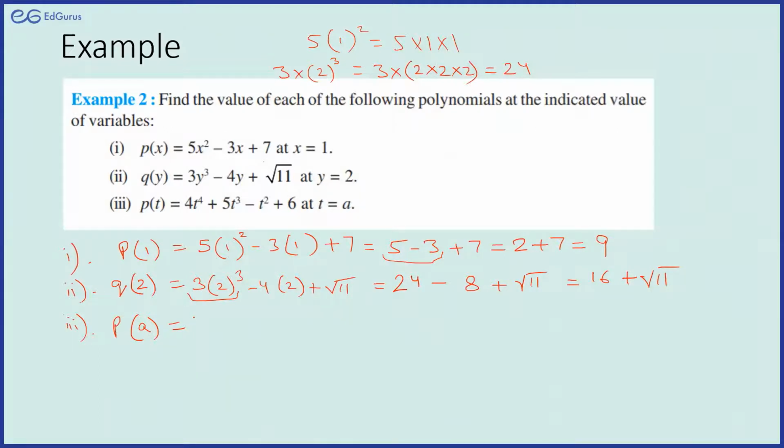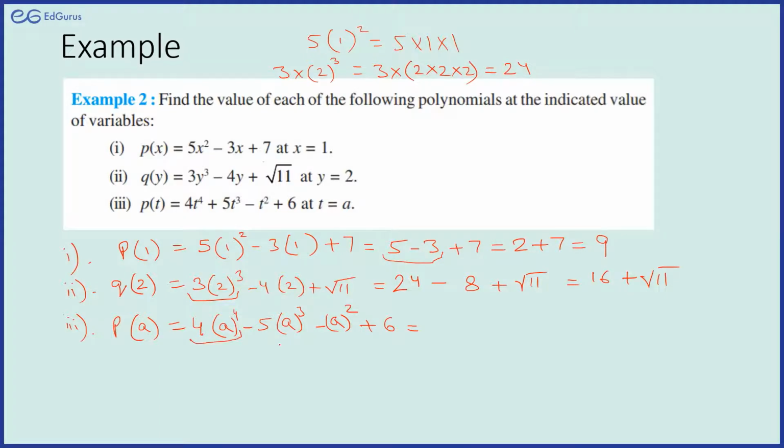तो हमको क्या करना है? जहां जहां t है वहां पर a लिख देना है. 4a to the power 4 minus 5a to the power 3 minus a square plus 6. Right? जिधर जिधर भी t था वहां पर सब जगह पर मैंने a लिख दिया. Right? अब a कोई कांस्टेंट है जिसकी वैल्यू मुझे नहीं पता. Okay? It's not given to me. तो मैं कुछ नहीं कर सकती.